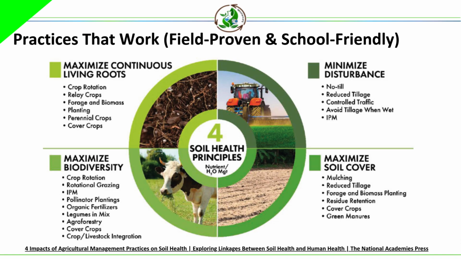For example, continuous roots feed microbes all year and build organic matter. Minimizing disturbance protects aggregates. Having many plant species above ground supports a varied soil food web below. And covering soil with mulch or plants prevents erosion and conserves moisture. In your school garden or yard, even small steps fit these. A winter cover crop for roots, adding mulched leaves for cover, not tilling too deep to avoid disturbance, and planting diverse flowers for biodiversity. Altogether, these practices align with the NRCS principles we saw earlier. Think of them like the cornerstones of a strong building. Each one helps the soil ecosystem perform better.